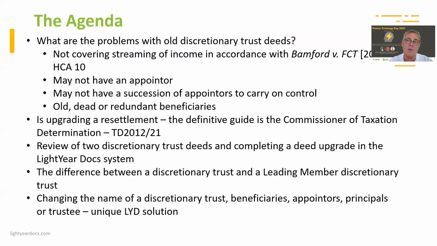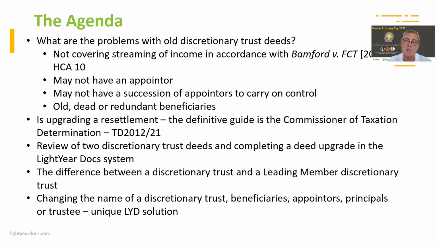Anyway, so let's go along and have a look at our agenda for today. Some of the problems with old discretionary trusts, some of the issues we'll look at. Obviously not covering the streaming of income. You might not have an appointor in there, or the appointor has passed away. No succession of appointors to carry on control, which is absolutely crucial. If we want these trusts to last forever and a day, well, at least up to 80 years, which is still against perpetuities, unless you're in South Australia, we need to have a chain of appointors, because effectively appointors are really the kings and the queens of the trust. Old, dead or redundant beneficiaries, if they're sitting on the actual trust deed, you just need to get rid of them. So we want to cover those sort of issues, some of the old ones.